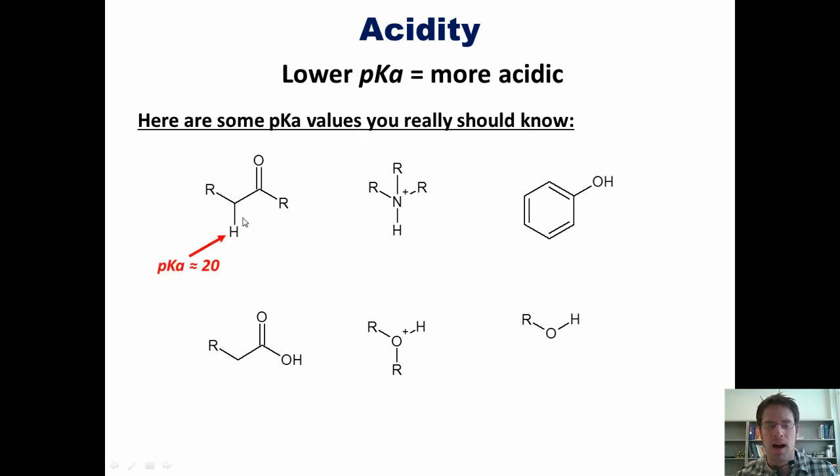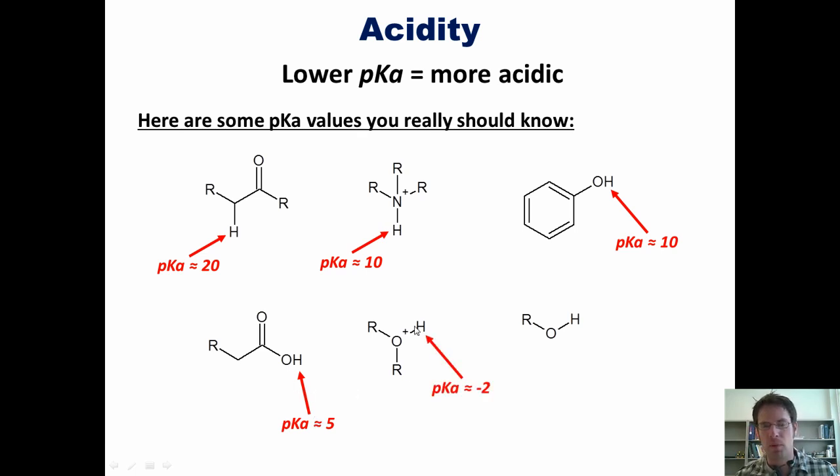First one, a hydrogen stuck to an alpha carbon, that is a carbon that's alpha to a carbonyl, has a pKa of around 20. A hydrogen that's on a fully alkylated or protonated nitrogen, this is an ammonium hydrogen, has a pKa of about 10. Similarly, a hydrogen on a phenol has a pKa of about 10. A hydrogen on a carboxylic acid has a pKa of about 5.